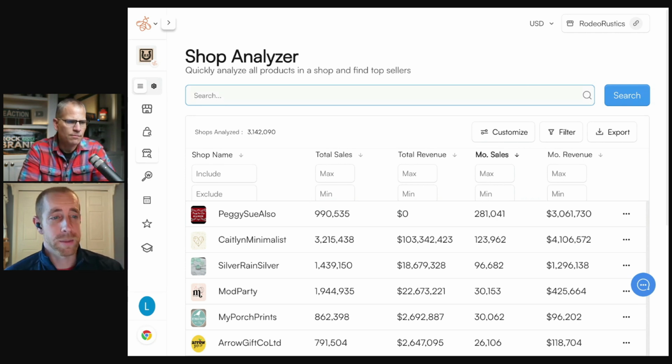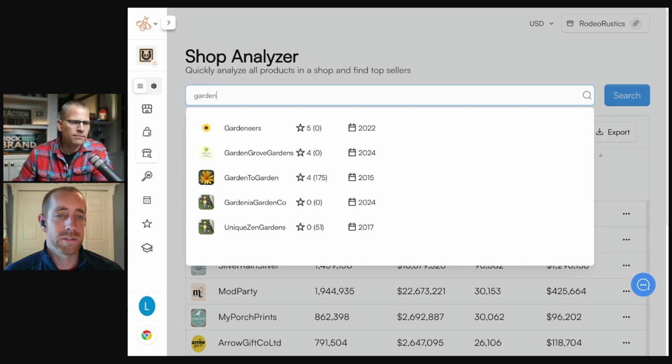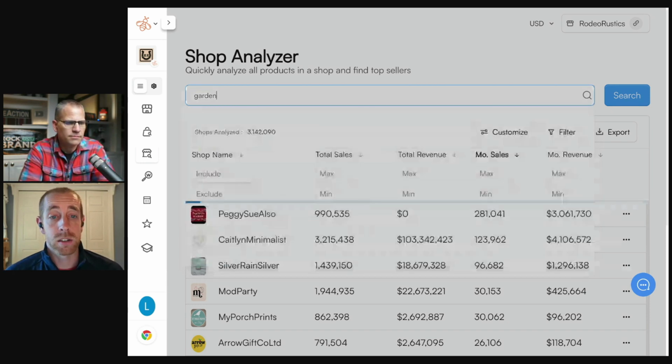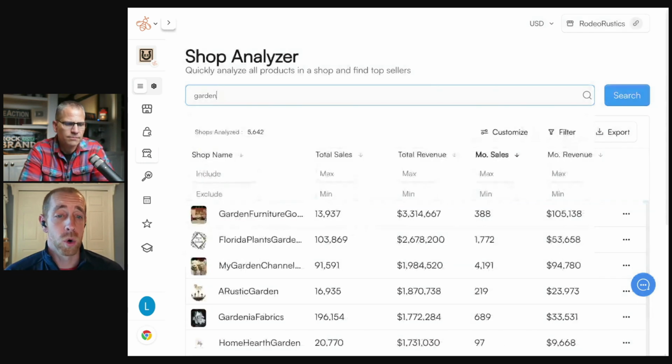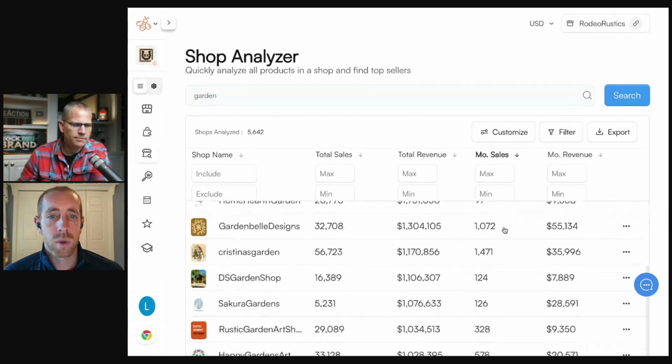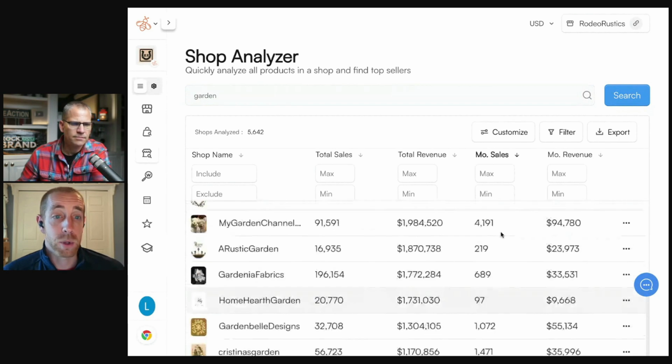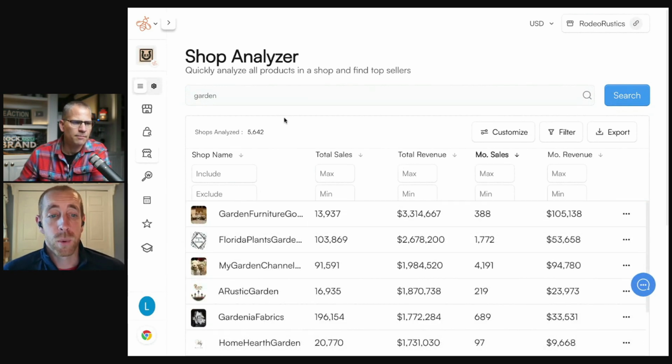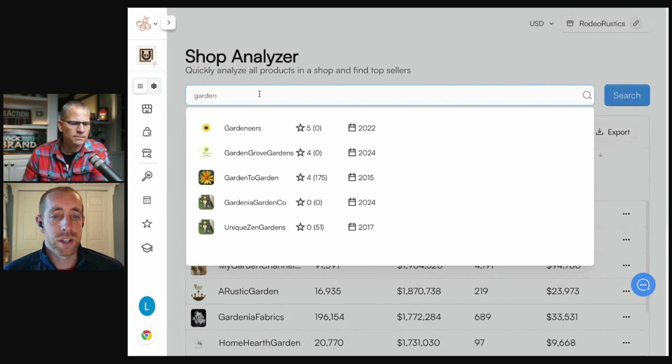So if we type in garden up there, it will automatically do that filter for us, and it will only find things that have that, and it'll allow us to find specific shops, or we can do the entire niche that has something like garden in the name. Right. And so one of the things that's cool with that, if you go back up to the top, it'll give you some auto suggestions for shop names. And it will tell you when it started.